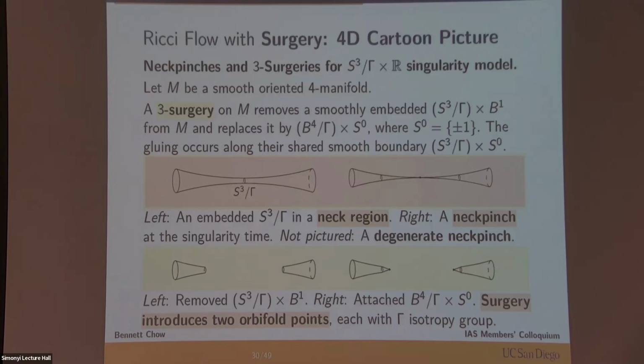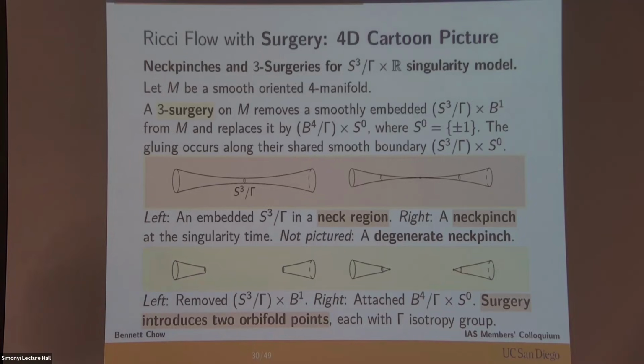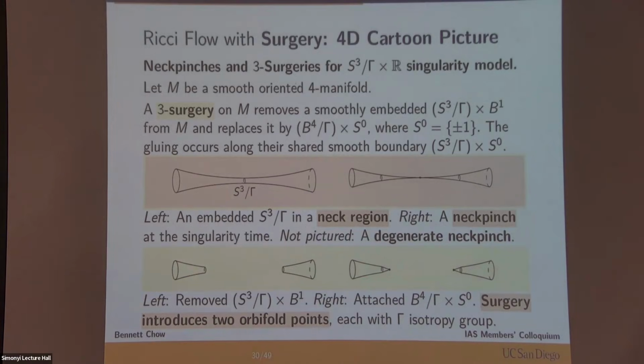And then if you see a neck pinch, the idea is that the Ricci flow with surgery should do something like this. We cut out basically a finite cylinder part of that, and then attach just B4 mod gamma at 2 points. So what that would mean is that after surgery, you would have 2 orbifold points. So in one way, even if you're starting in the smooth manifold category, you're forced into the orbifold category with isolated singularities. But these are smooth orbifolds.